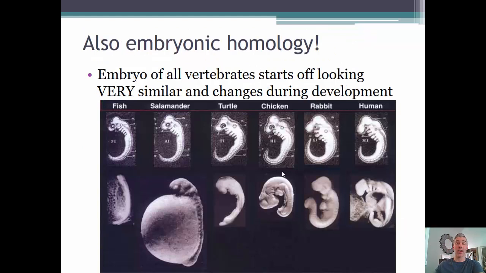There's also embryonic homology, which is fascinating. If you look at the embryos of all of these different vertebrates, which means that they have a backbone, these embryos don't look that much different between a fish, salamander, turtle, chicken, rabbit, and human. At that stage, they're all very similar. Unless you were an expert, you probably couldn't tell the difference between them.